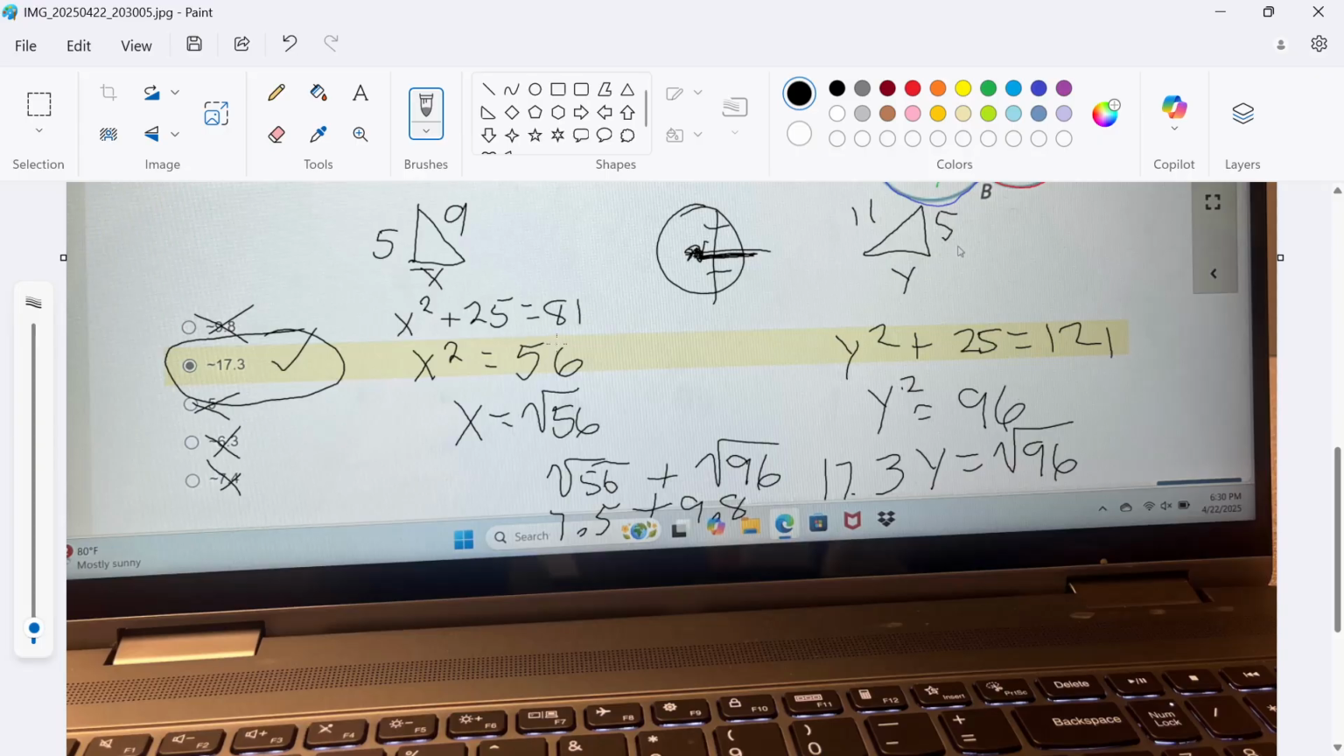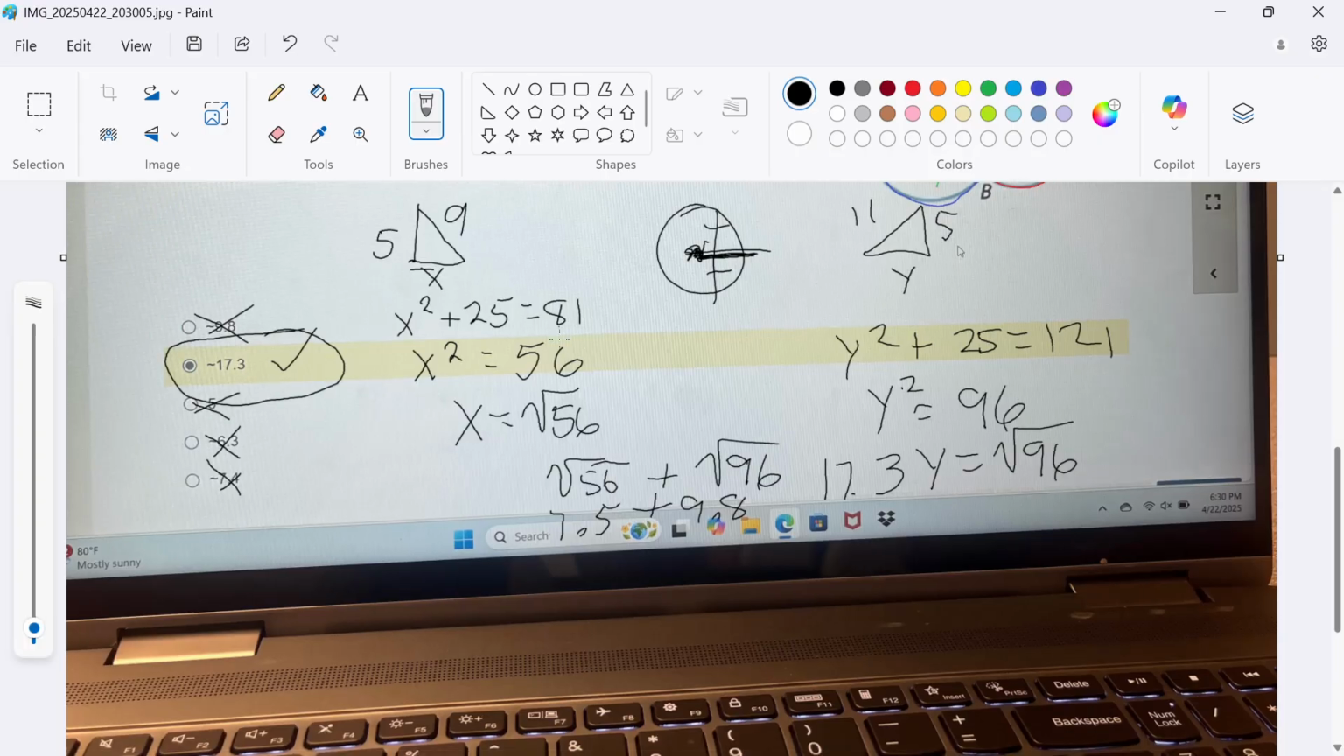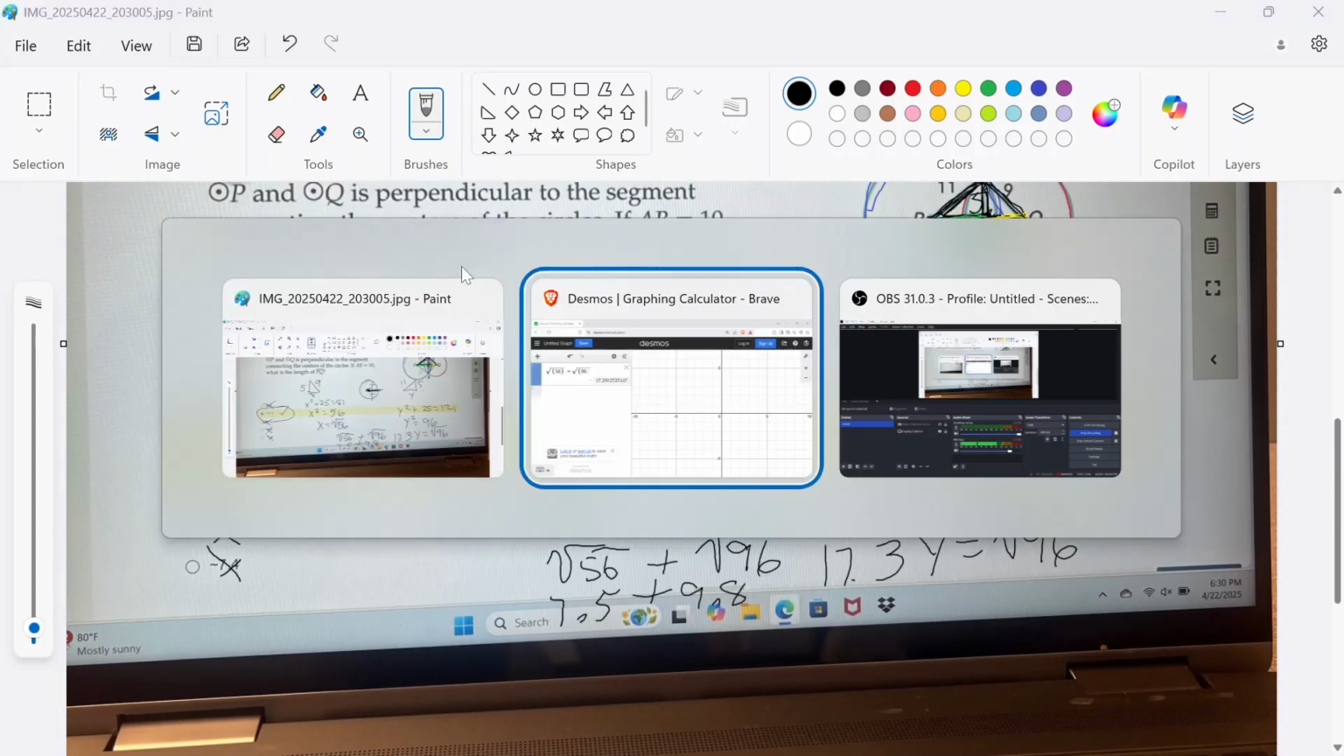I got square root of 56 for one and square root of 96 for the other. Square root of 56 plus square root of 96 is 17.28, whatever it is. There's the answer to this question.